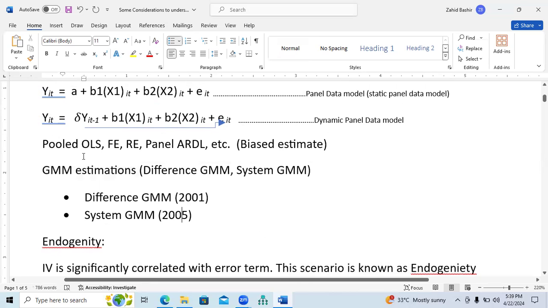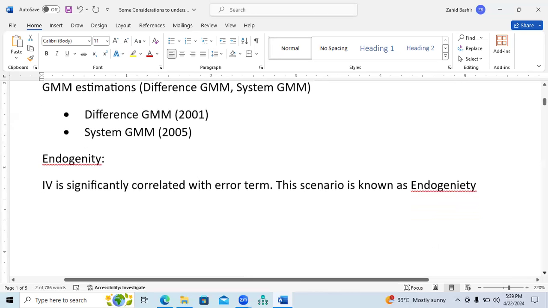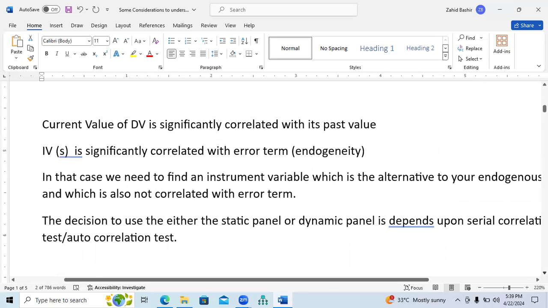Because if you are going to use pooled OLS, fixed effect, random effect, panel ARDL, or other techniques, it would give you biased estimates. So this is the basic summary. Let me show you some other considerations that you need to understand.